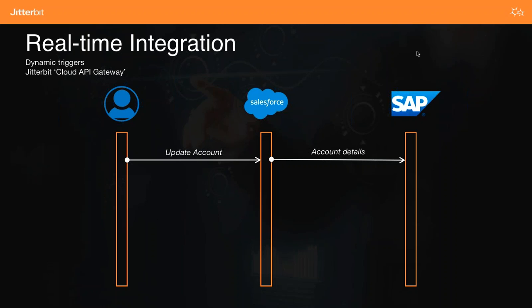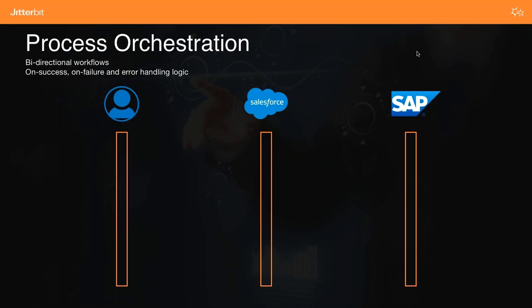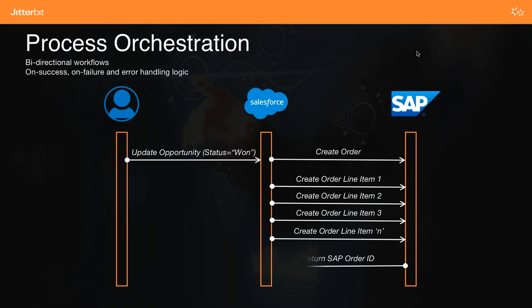And actually, you can build on this real-time integration. This example here is really just point-to-point. But very often, you want to do something a little bit more complex, and this is what we would call process orchestration. So as an example, if you take updating an opportunity to say, actually, yes, this opportunity is now closed, we've won it, that would typically trigger a business process that says, okay, I now need to take the information about this opportunity, and then inside my ERP, I need to create an order, and that's actually a more complex process. So there are a number of different things that have to happen there.